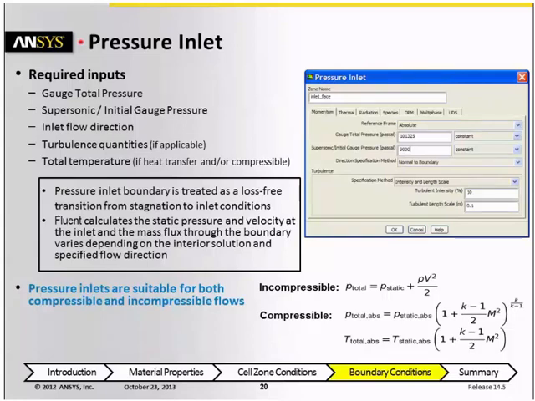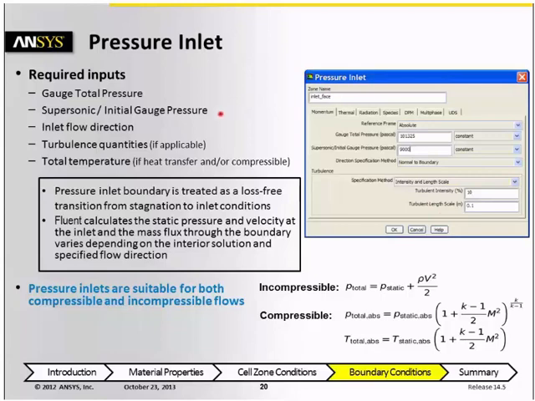Pressure inlet is another common inlet boundary condition type for CFD simulations. The required inputs include the gauge total pressure, and you can see the total pressure for an incompressible flow is defined as the sum of the static pressure and 1/2 rho v squared, and for a compressible flow is determined by the static pressure, the Mach number, and the ratio of specific heats.